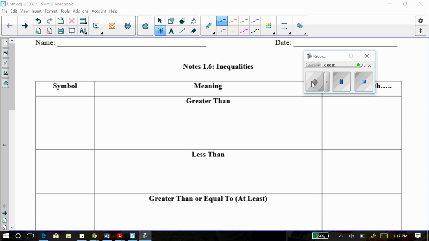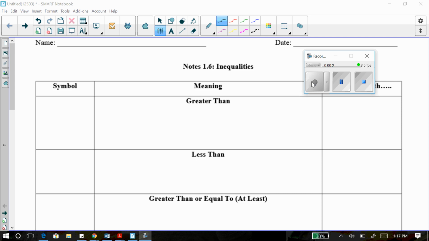Hi everyone. Today we are going to talk about inequalities. And if you remember, an inequality is very similar to an equation, except there's a few minor rules that we have to remember. So let's get started. Before we talk about solving inequalities, we are first going to talk about inequalities and their symbols.